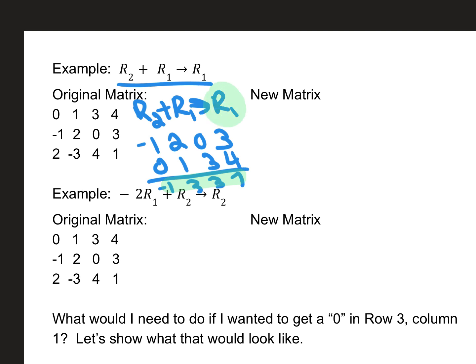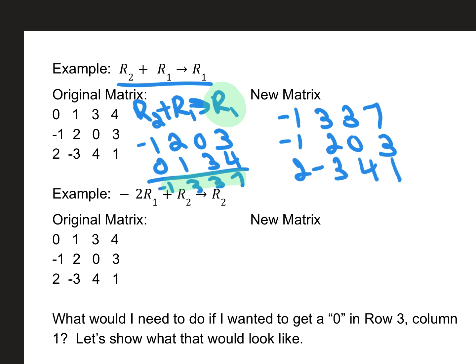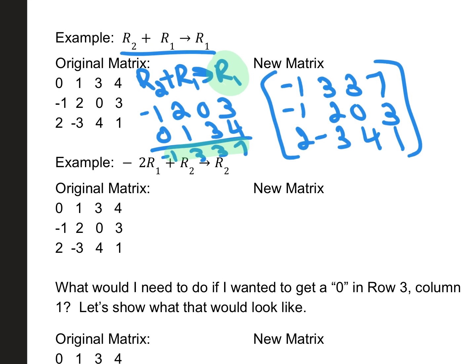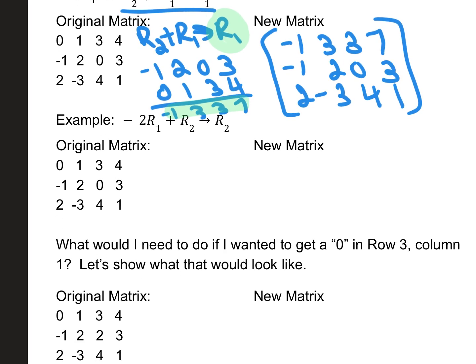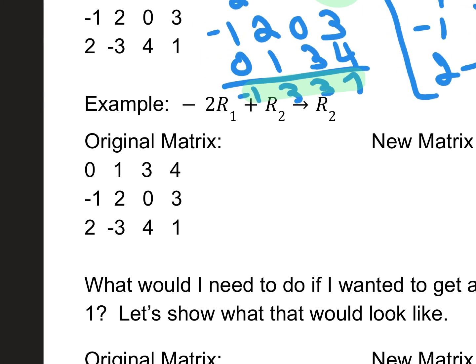So my row 1 has changed. Now it's negative 1, 3, 3, 7. And then row 2 and 3 stay the same. Negative 1, 2, 0, 3, 2, negative 3, 4, and 1. Okay, so let's just try another one here. We're going to take negative 2 times row 1.